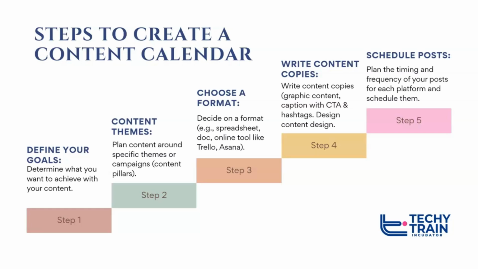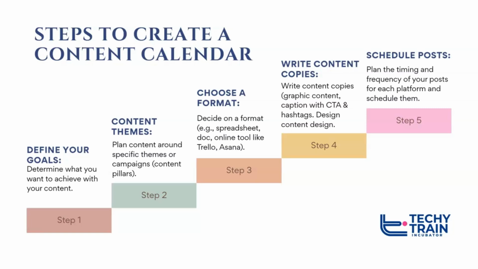So let's say you're doing a content graphic, or you want to post a video. What will the video be about? You have your content copies, that's the graphic content. You also have the caption. The caption has a CTA and it also has hashtags if need be. And that way you can easily design your content with the content copies.